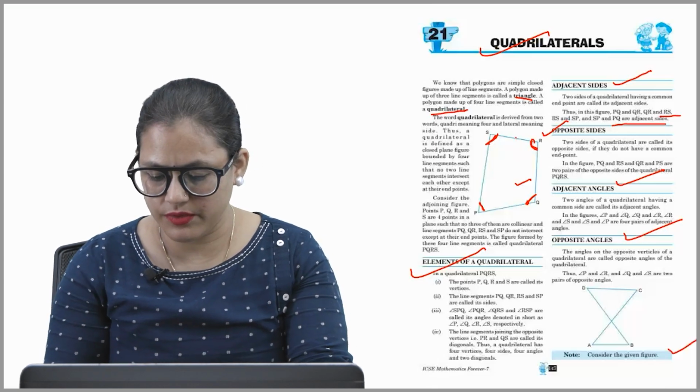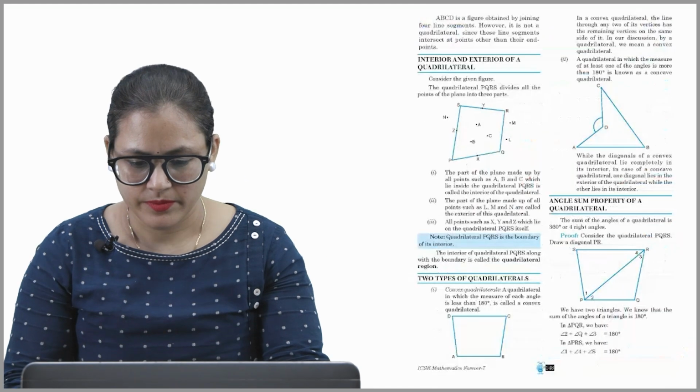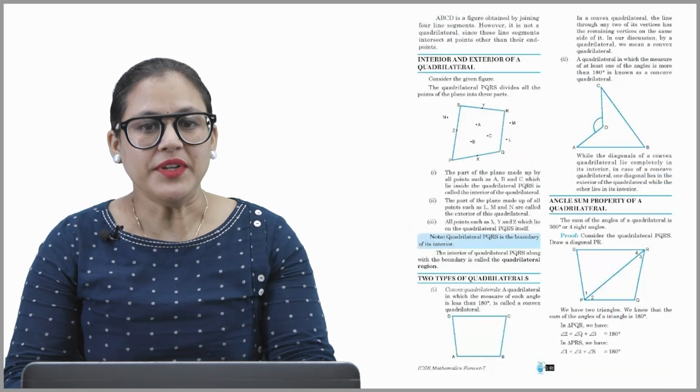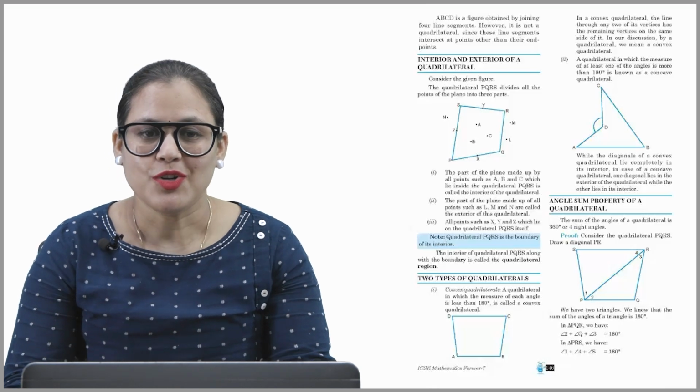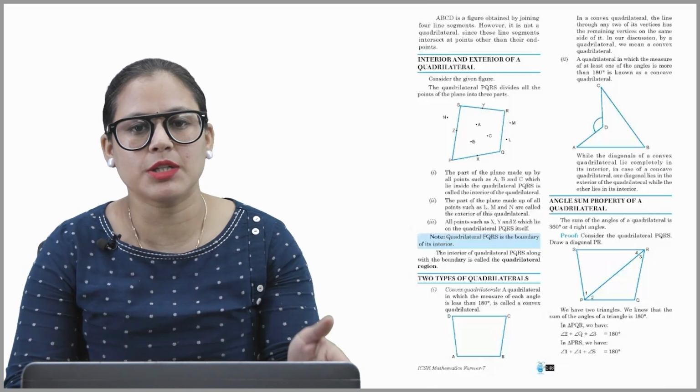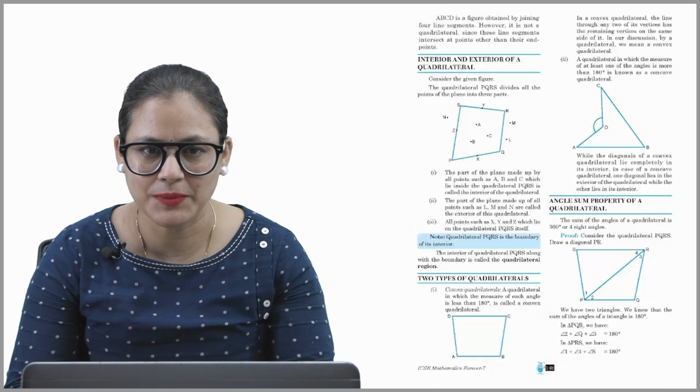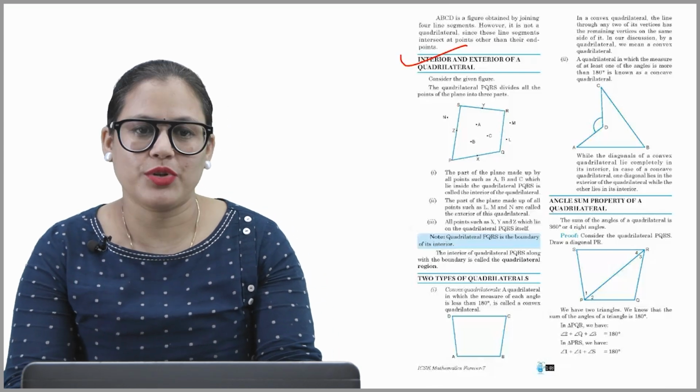Now, consider this given figure. ABCD is a figure obtained by joining 4 line segments. However, it is not a quadrilateral since these line segments intersect at points other than their endpoints. Now, interior and exterior of a quadrilateral.